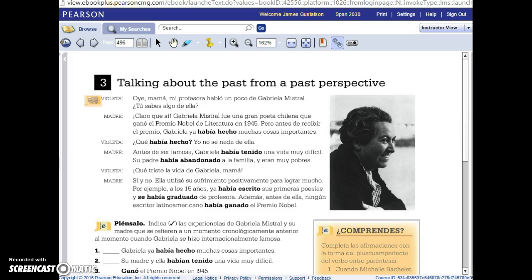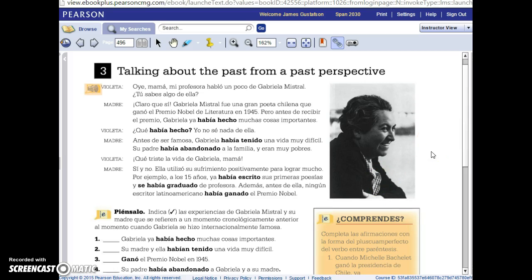So, second part of chapter 14, we've got two pieces of grammar left in this chapter. And the first one, well, it says here, we're on page 496, it says talking about the past from a past perspective. Well, what does that mean? Well, it's called the past perfect is what this is called.